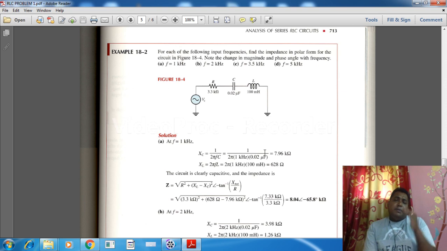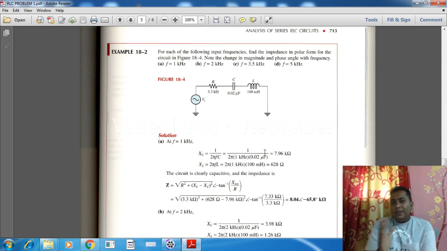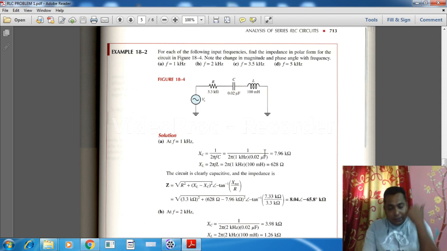Before starting this problem, just check the problem. In the problem, 4 frequencies are given: 1, 2, 3.5 and 5. That means the frequency is increasing. So with the increasing value of frequency, how is the impedance changing? This depends upon how XL and XC are changing, because both are frequency dependent quantities. If the frequency is changing, both XL and XC values will change, but the resistance value will remain fixed. Correct?